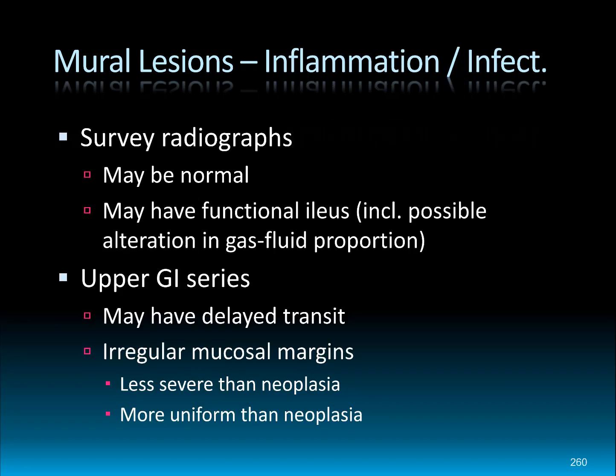With inflammation or even infection, survey radiographs may be normal. If anything, you may see a functional ileus, alteration in the gas fluid proportion, mild diffuse distension of the small intestine. With an upper GI series, you may see longer transit times. You may or may not see irregular mucosal margins. Generally, when the margins are irregular, they're not nearly as severe as we end up seeing with neoplasia.